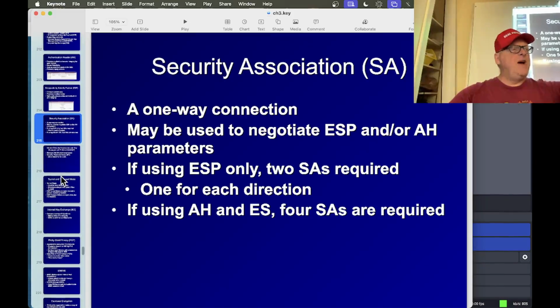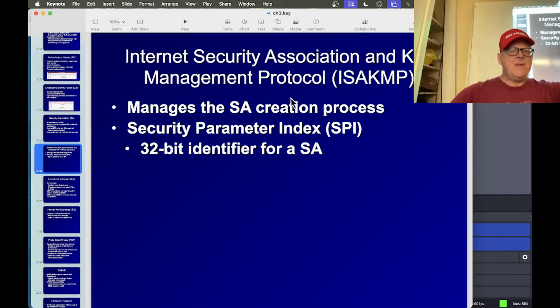Bruce Schneier wrote a paper about it. He said, it's so complicated, I can't do a thorough analysis of it. He thinks it's secure, but it's very complicated. So this manages the security association creation process with a security parameter index, identifying them with 32 bits.